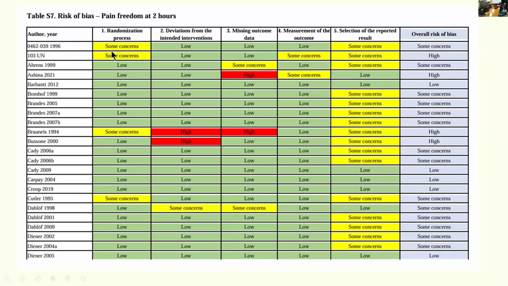If you look at it, what they have done is they have given us a risk of bias chart for pain freedom at 2 hours. For each study, they have looked at the randomization process and assessed if it was low risk of bias, or whether there were some concerns, or a high risk of bias. They looked at the randomization process, the deviations from the intended interventions, the missing outcome data, the measurement of the outcome, the selection of the reported result, and they gave us an overall risk of bias.